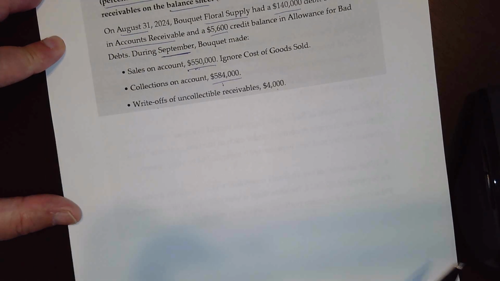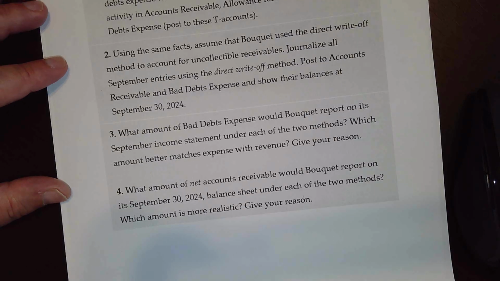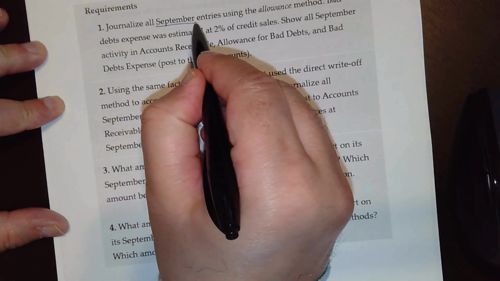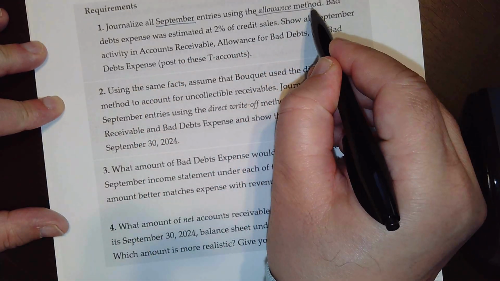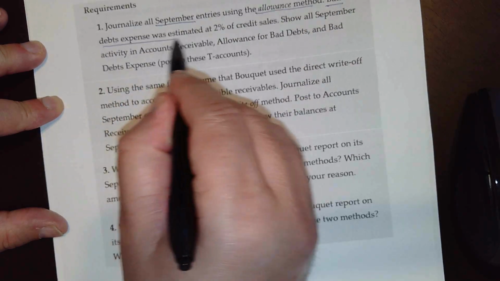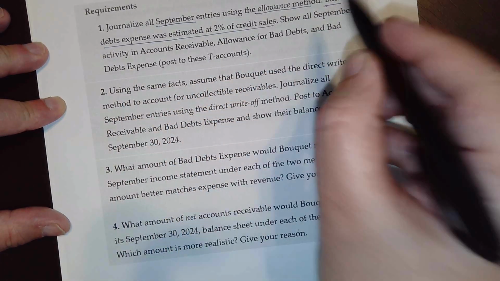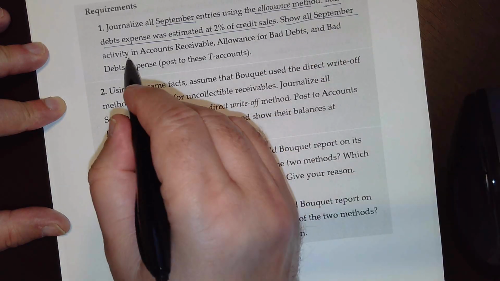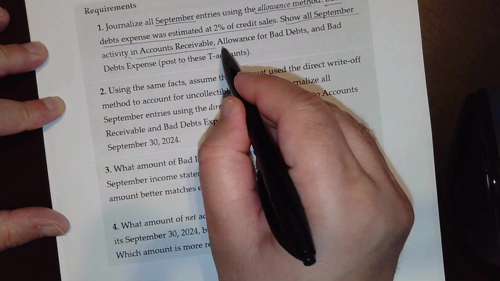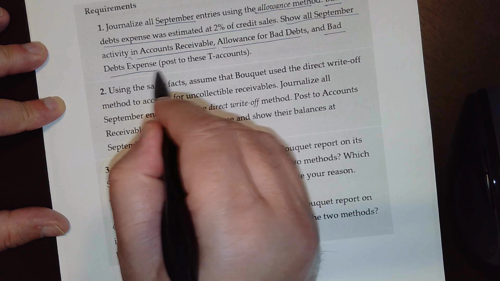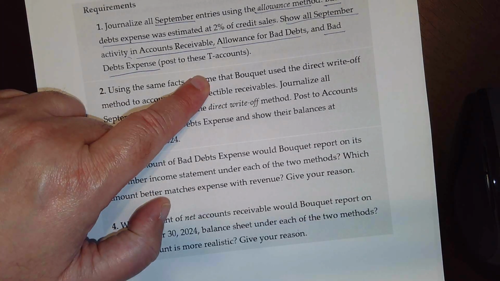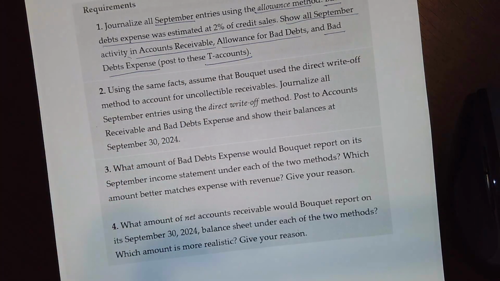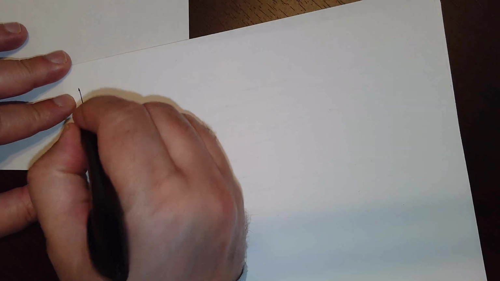All right, so let's see what the requirements are. The first requirement is to journalize all September entries using the allowance method. Bad debt expense was determined at 2% of credit sales. Show all September activity in accounts receivable, allowance for bad debts, and bad debt expense, so we have to use T accounts to do this. We grab a different piece of paper and write down our requirement.